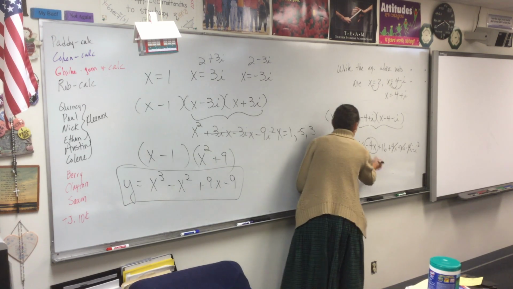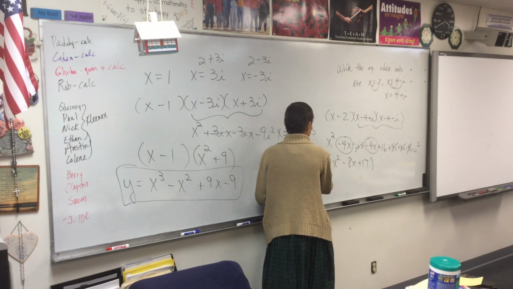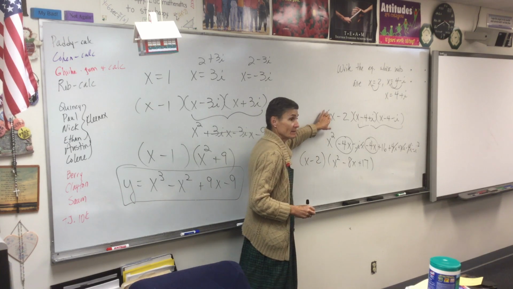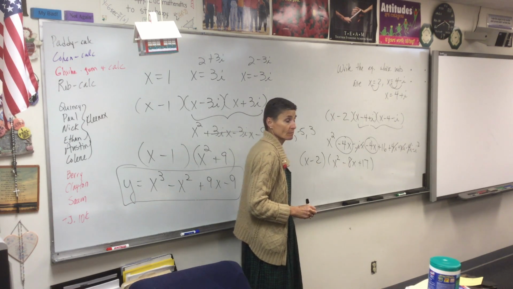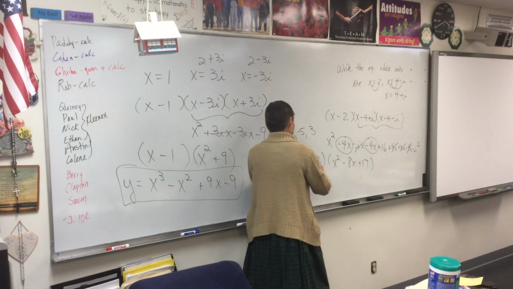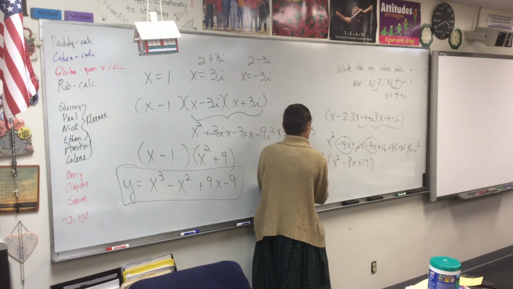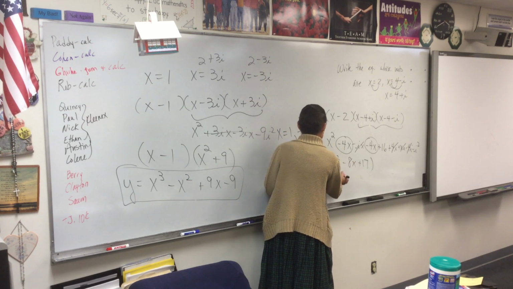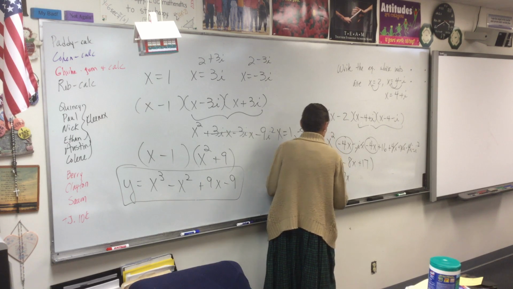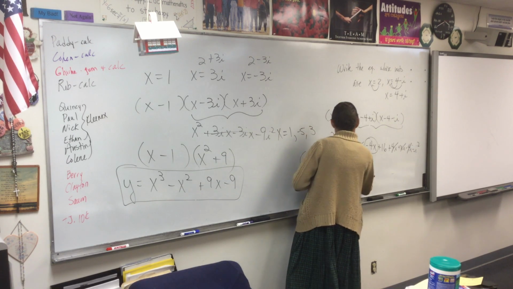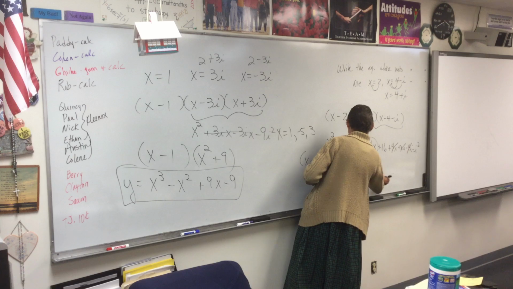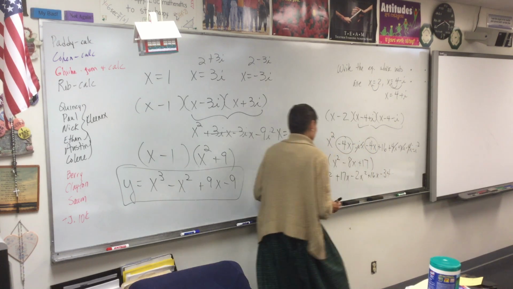And now I need to multiply that times my x minus 2. Don't forget, we haven't done that one yet. So here we go. Again, I'll take this times all of them. So I have x cubed, 8x squared, 17x, minus 2x squared, plus 16x, minus 34. I hope I did that right.